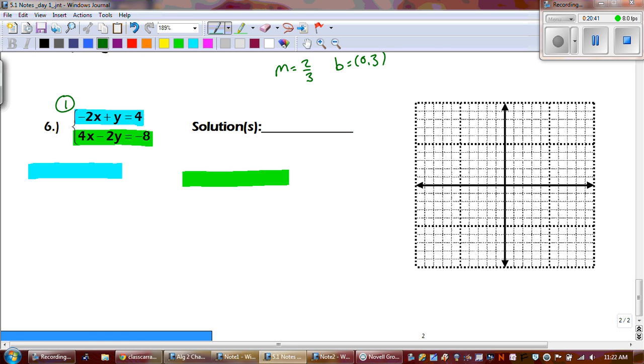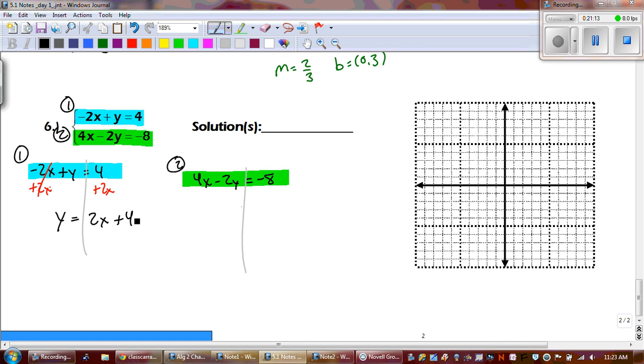Remember, if you want to write 1, 1, however you want to do it, okay? Negative 2x plus y equals 4. And our second one, which is 4x minus 2y equals negative 8. Okay, let's start our solving. I'm going to add 2x to both sides. And when I do that, I get y equals 2x plus 4. Awesome. The y's already by itself. So our slope is 2 over 1, and where we begin is 0, 4.